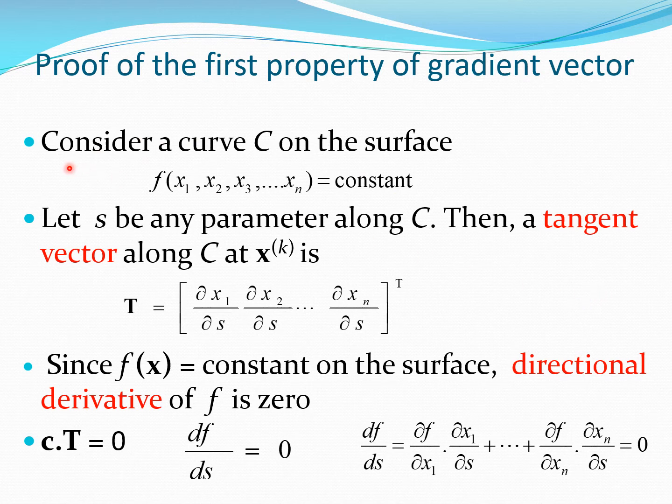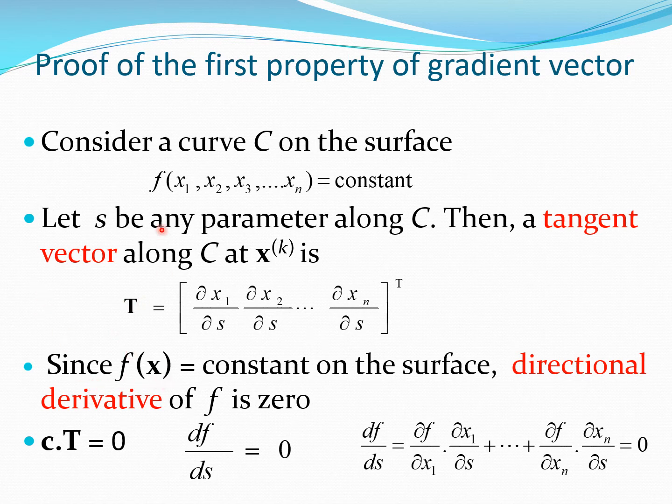Now consider a curve C on the surface. This is a typical surface or the objective function f of x1, x2, x3 all the way to xn equal to constant. Now let s be a parameter on this curve C. Then a tangent vector on C at point xk is obtained by differentiating each of these components with respect to this parameter s, and again we denote it by the symbol bold capital T.